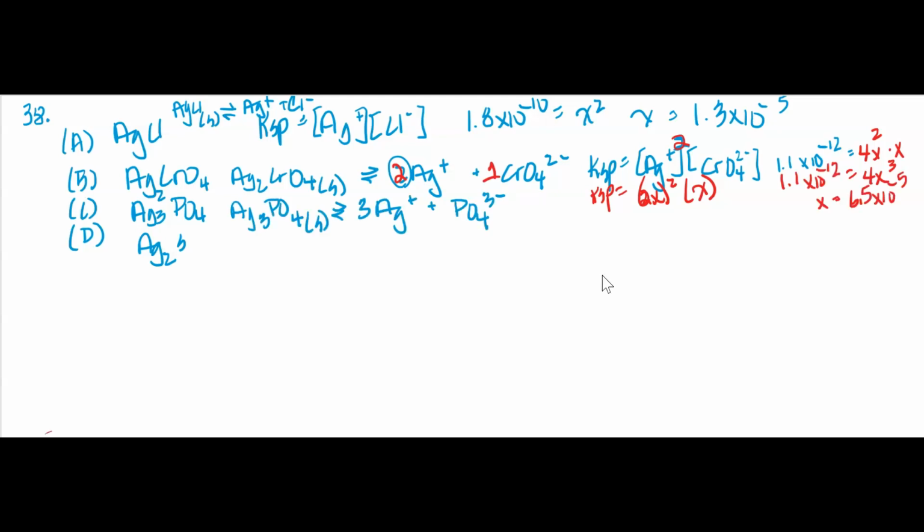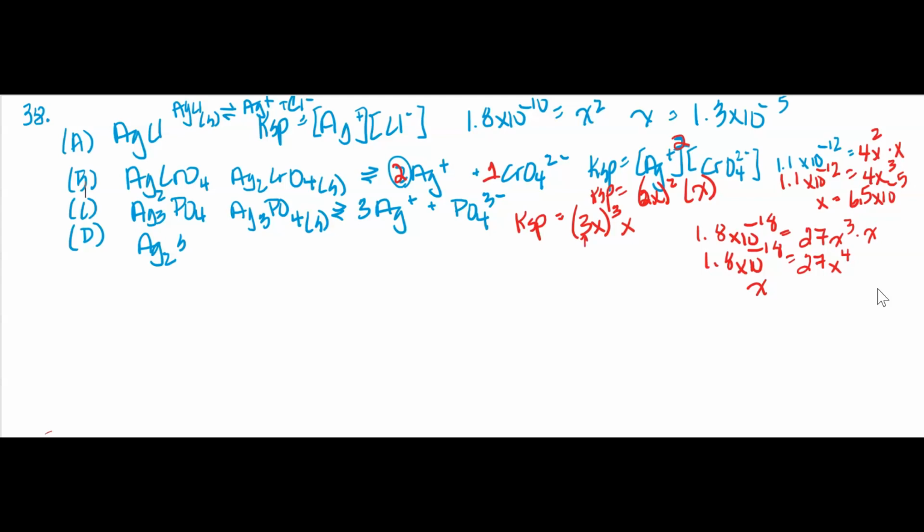Let's write the KSP expression for silver phosphate. Now we have 3 silver ions for every 1 phosphate ion. Set the KSP value, 1.8 times 10 to the minus 18, equal to 27x cubed times x, because 3 cubed is 27, and x cubed times x, so we have x to the 4th, and we get x is 1.6 times 10 to the minus 5.